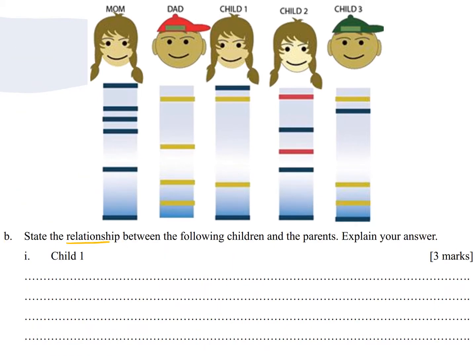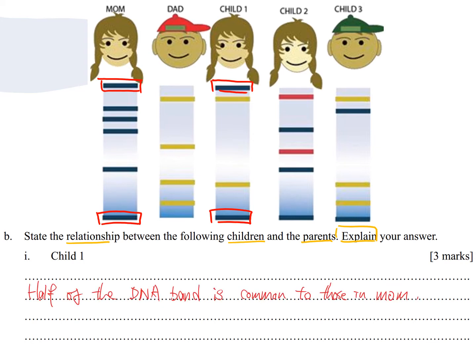Question B. State the relationship between the following children and the parent. Explain your answer. Let's take a look at child 1. Is child 1 biologically related to mom and dad, and why? First of all, let's highlight and circle the common DNA binding on child 1 and mom. So this is the common binding for child 1 and mom. This is also the common binding for child 1 and mom. So the first conclusion is, half of the DNA band of child 1 is common to those in mom.